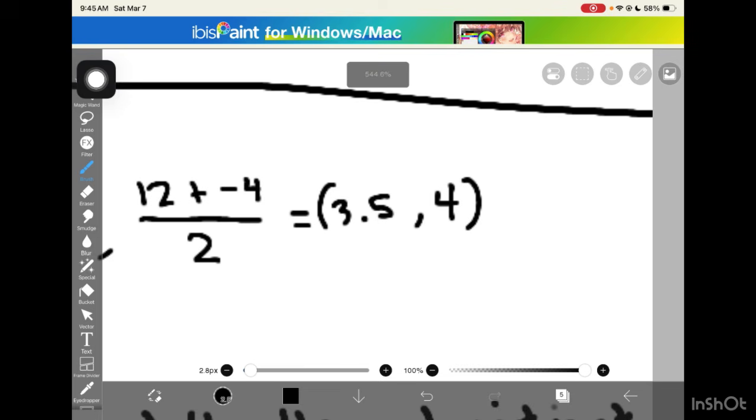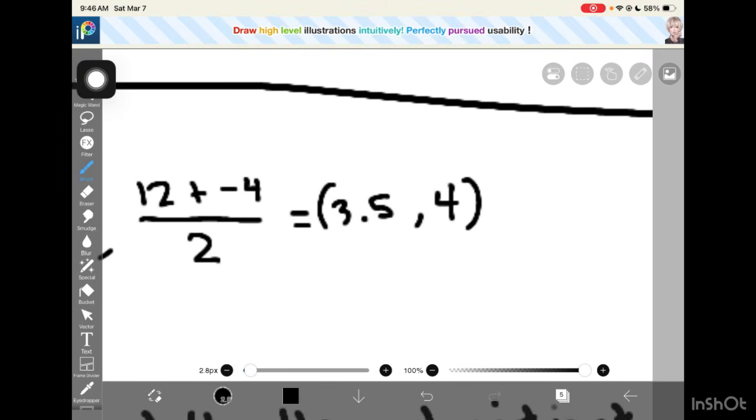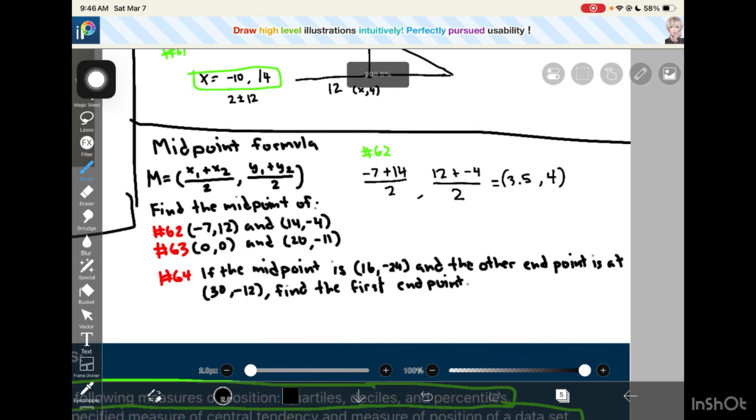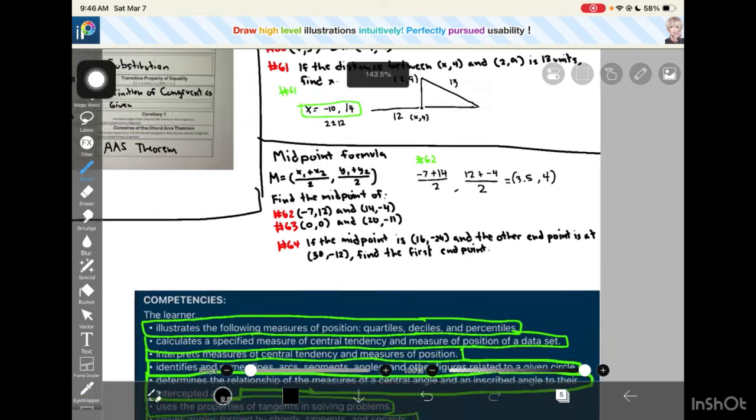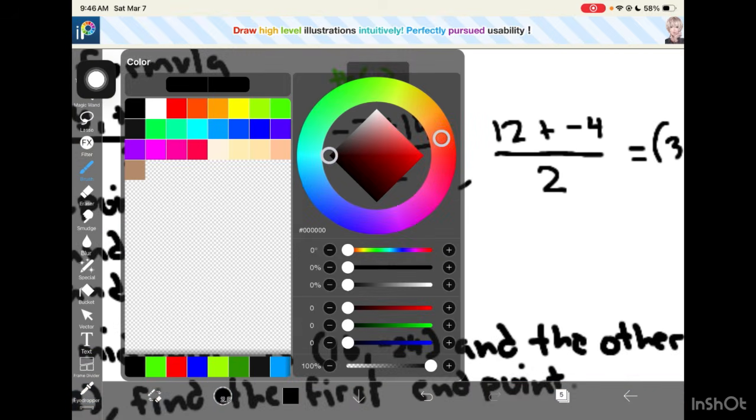So let me just check. I'll check our answer key to make sure. This is the part where I'm starting to get a little iffy. Okay, yep, it's correct. All right, let's go to the next one.